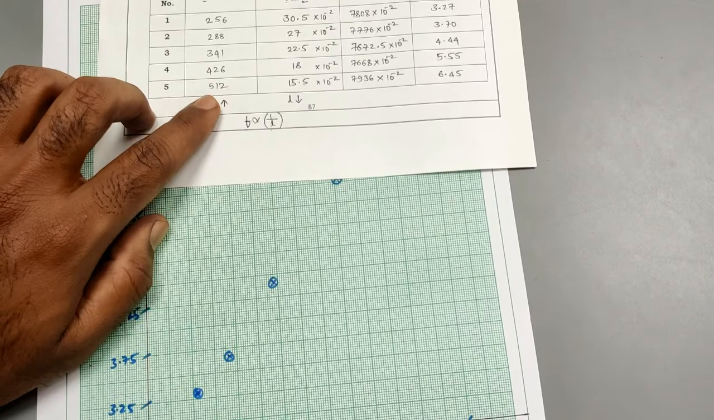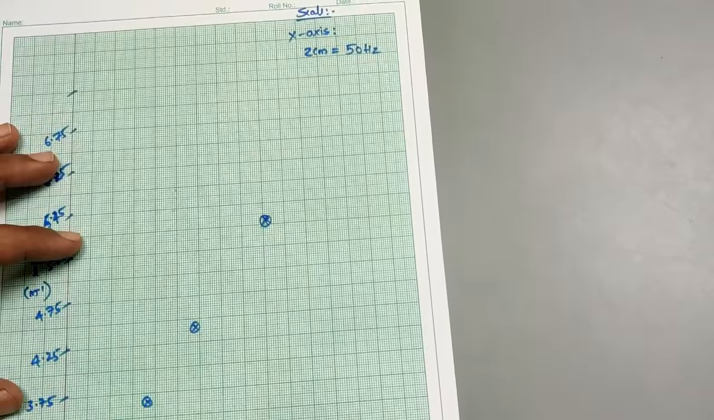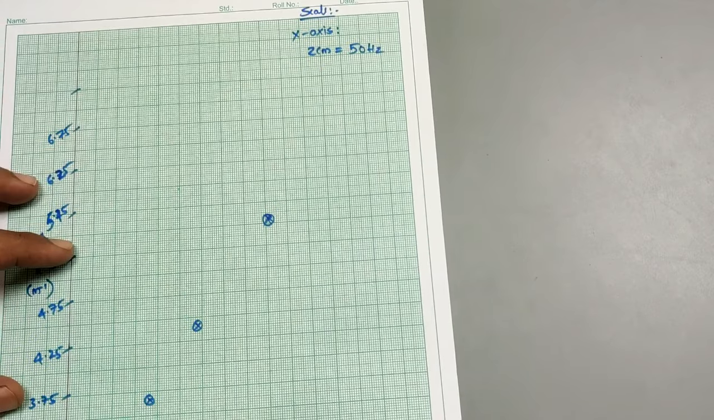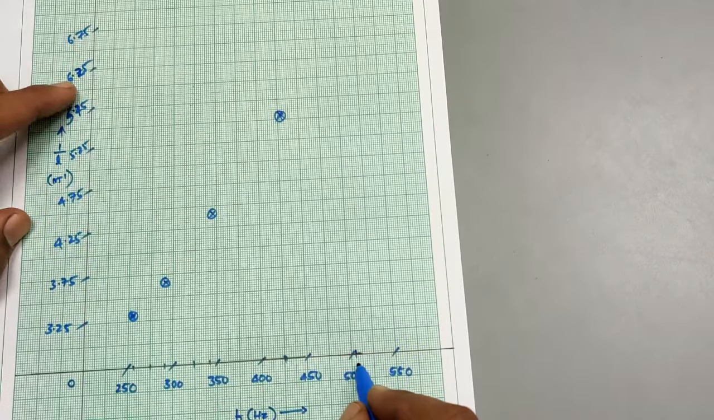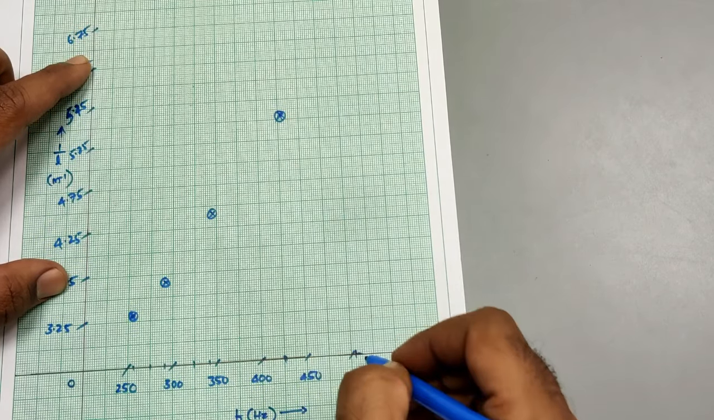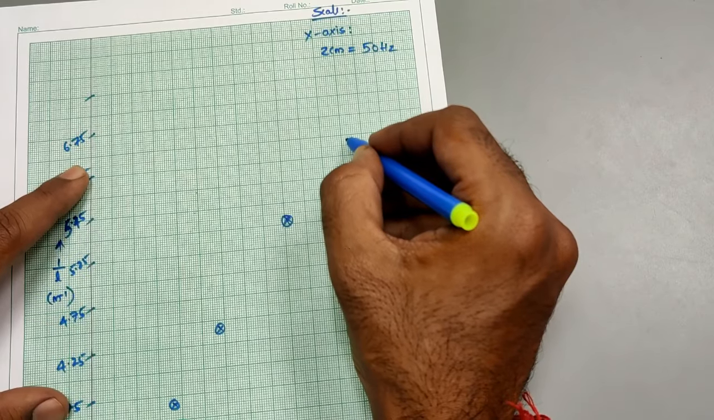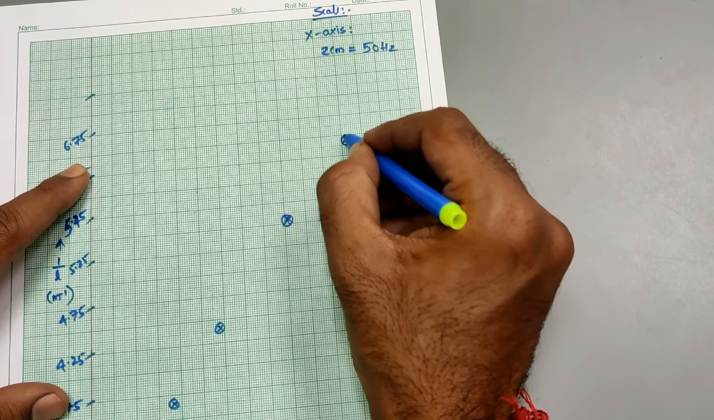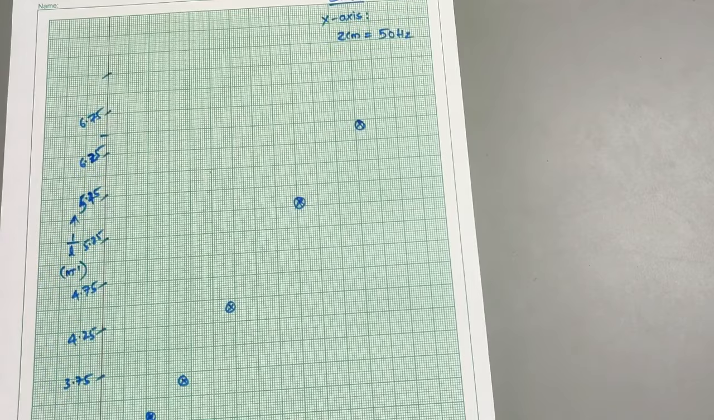Sorry, 426 is over now. Last trial 512, 6.45. So 512 will be somewhere here. How much is 1 by L? 6.45. So this is 6.25, and 6.45 will be somewhere here, because this is 6.50. Correct? Clear? So we have got the values like this now.